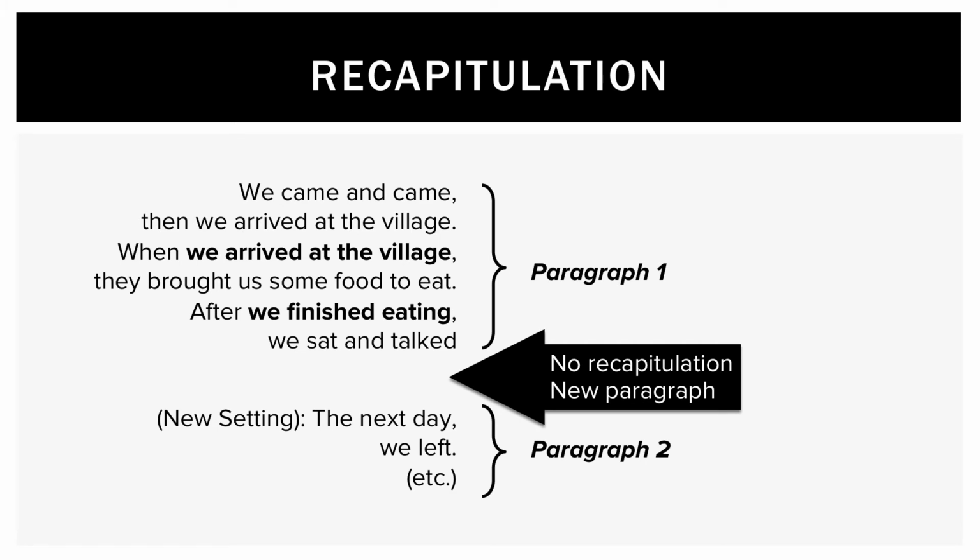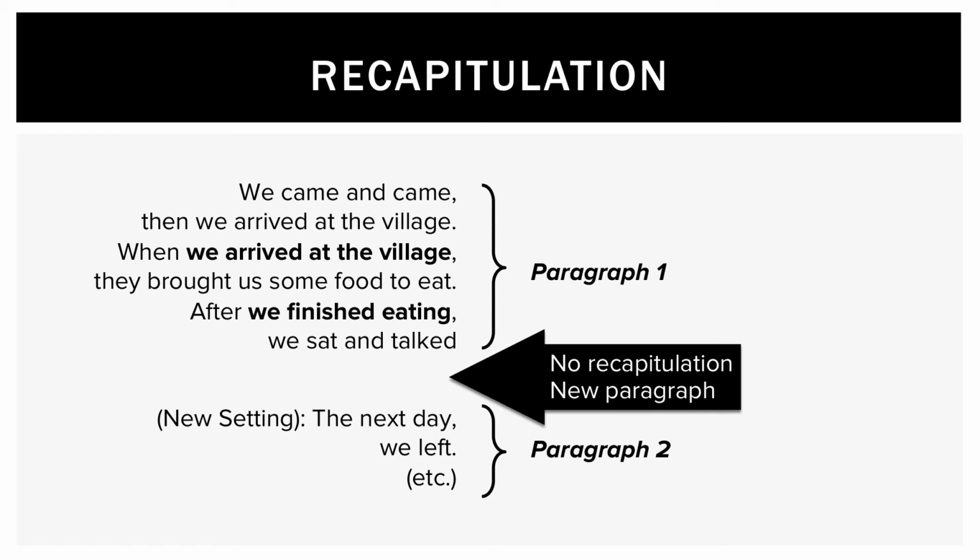It says this: we came and came, then we arrived at the village. When we arrived at the village, they brought us some food to eat. After we finished eating, we sat and talked. Then there is no recapitulation, and it starts a new setting, a new paragraph. The next day, we left.